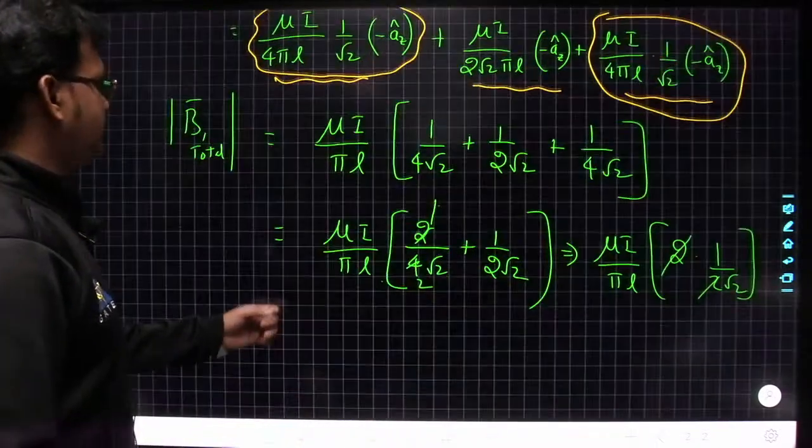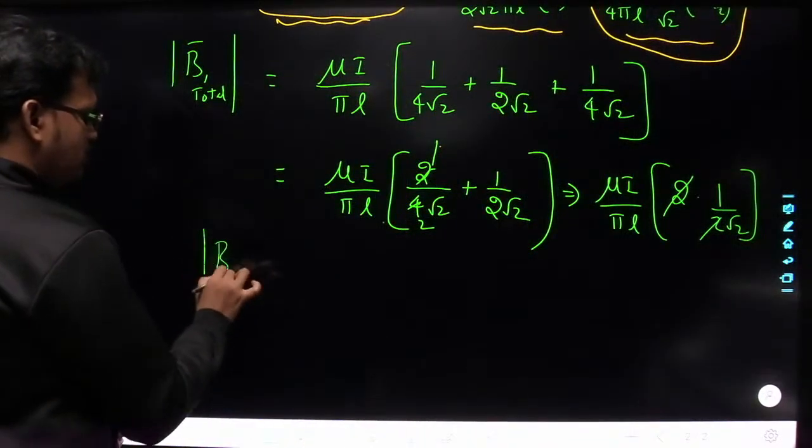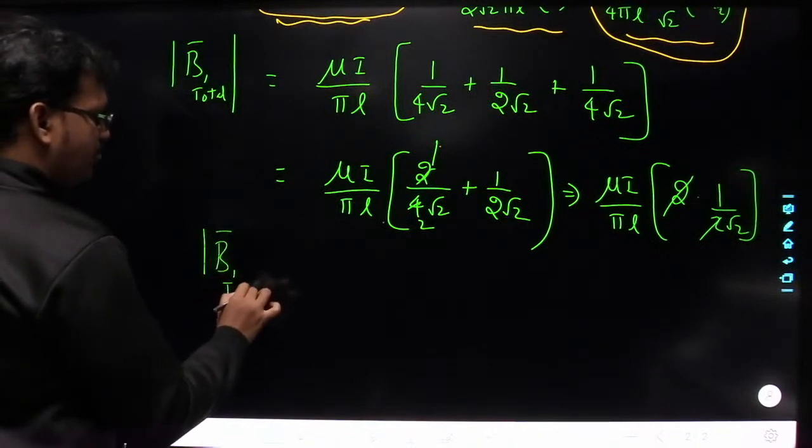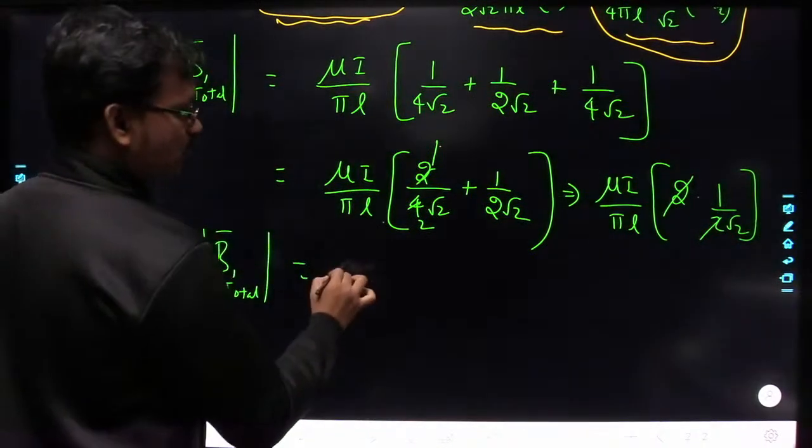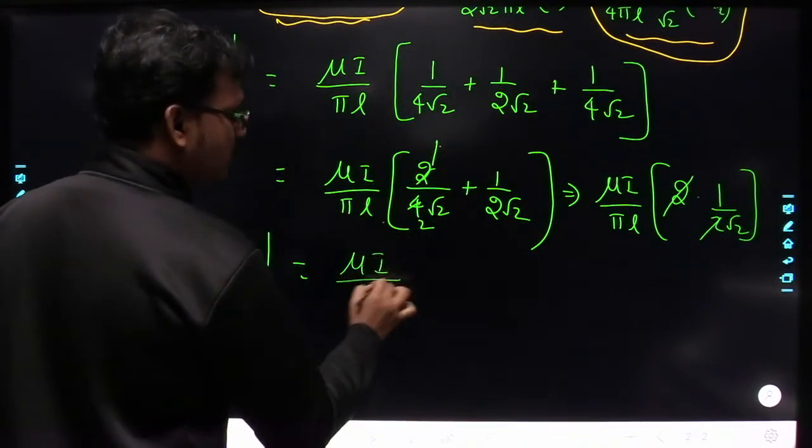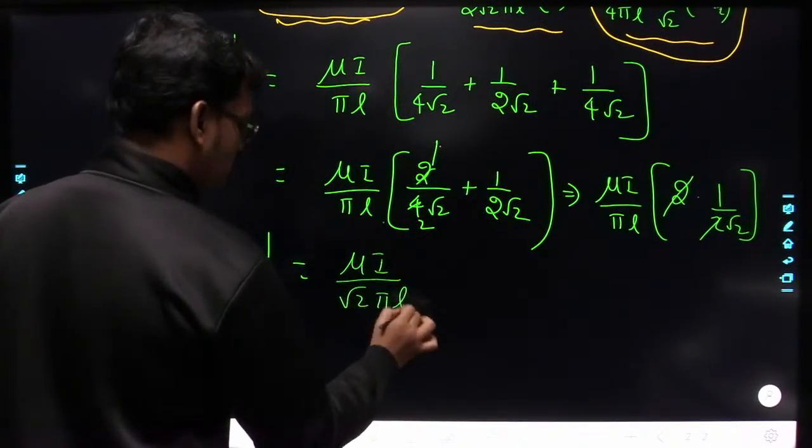So finally we got B1 total here. B1 total is equal to mu I by root 2 pi L.